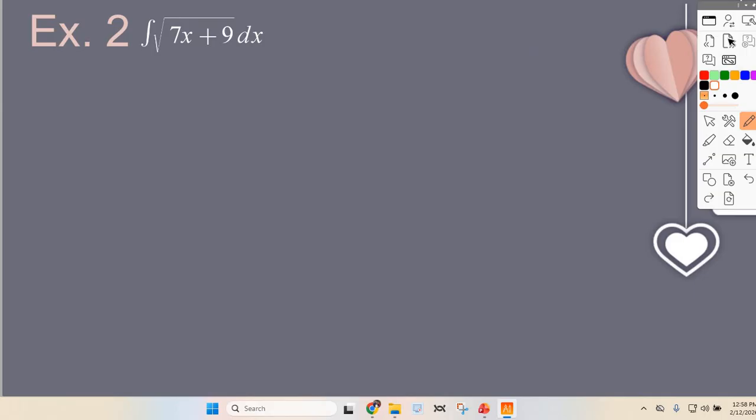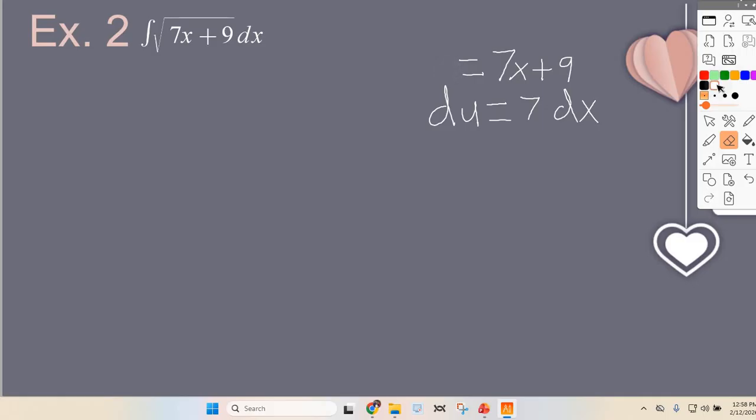So what's my inside stuff? 7x plus 9. Yes, it's going to be our inside stuff, which again, I need it to be a du instead of a dx, so I'm going to take the derivative. What's the derivative of 7x plus 9? 7. Do I have a 7 there? No. So what do I want to do? Do I have a dx though?